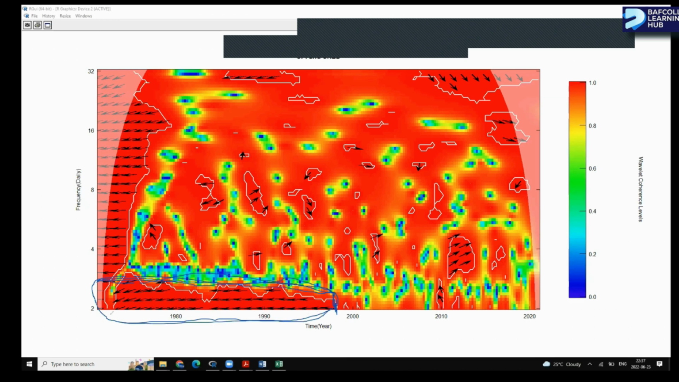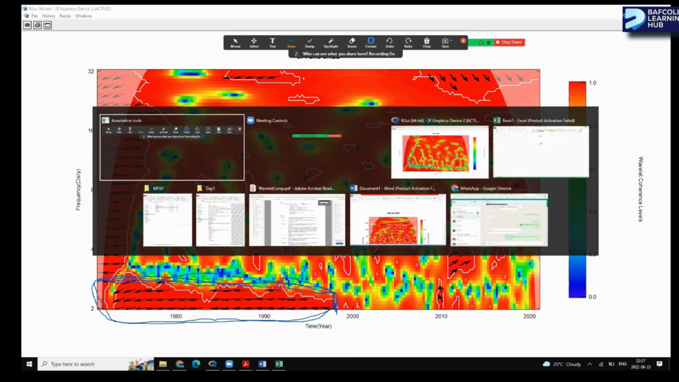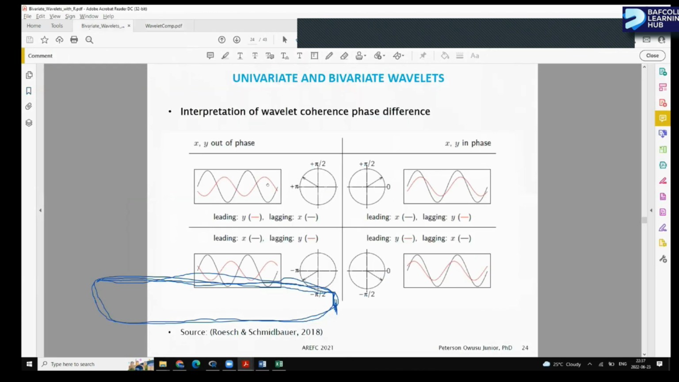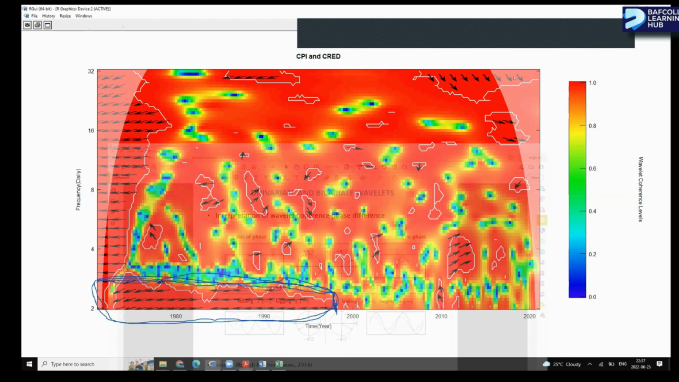They are moving in the opposite direction, and I think X is leading. So here X is the CPI inflation. So where is it? Let me just look at it. Out of phase, and X is leading. So X is CPI. So CPI is leading the credit for that period.